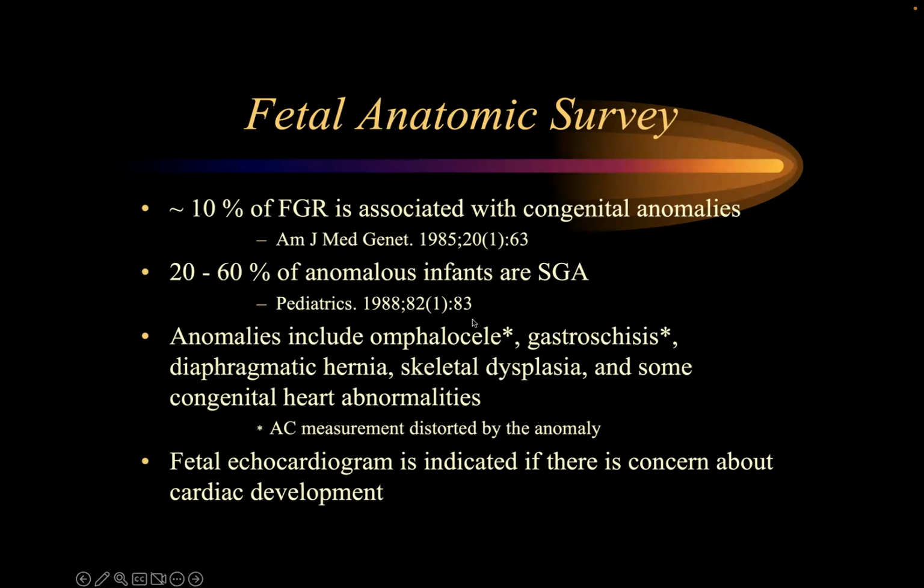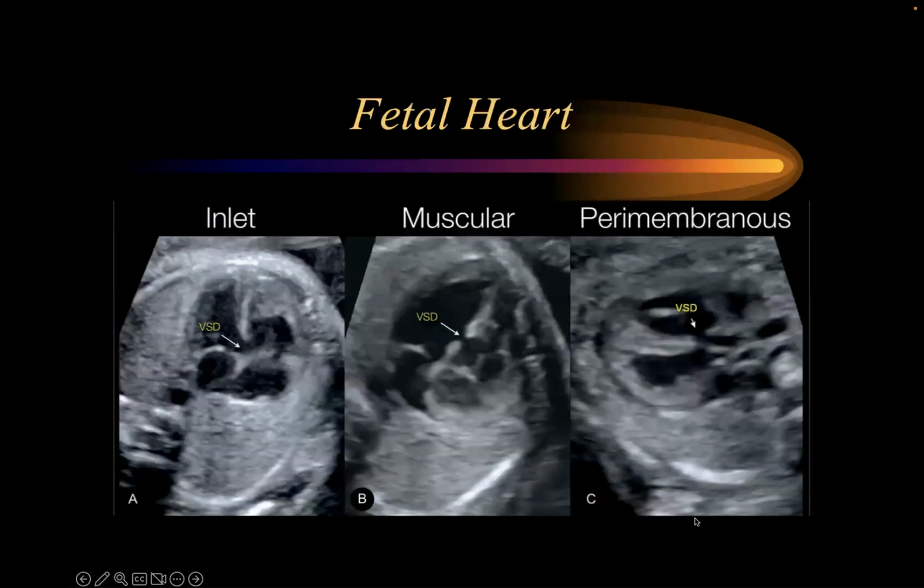This is not a comprehensive list, but some of the more common birth defects we see are omphalocele, gastroschisis, diaphragmatic hernias, skeletal dysplasias, and some congenital heart anomalies. In those first two, we know that the abdominal circumference is going to be affected by the actual defects, and sometimes we'll exclude that as part of the biometry. There should be a fetal echocardiogram performed if there's any concern at all about cardiac development. Next slide.